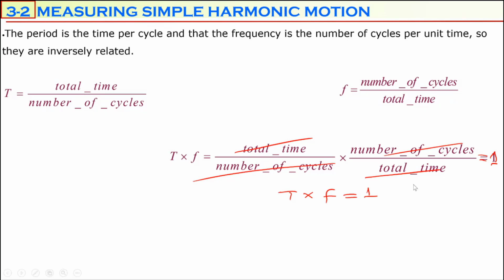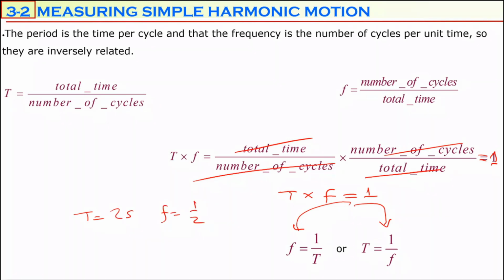That's why you can write this equation in 2 alternative forms. One of them is frequency is equal to 1 over T. The other one is period is equal to 1 over frequency. Say that the period of an object is given as 2 seconds. Frequency will be 1 over 2. Say that the frequency is given as 4 Hertz. Period is going to be 1 over 4 seconds. So they are always inversely proportional. If one of them is 2, the other one is 1 over 2. If one of them is 3, the other one is 1 over 3, and so on.